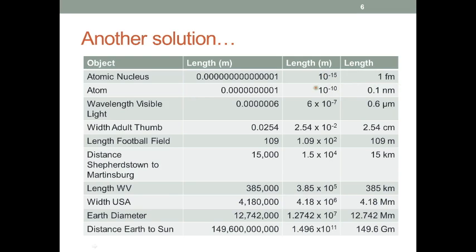10 to the minus 10 is also not on the list, but 10 to the minus 9 is. Well, this is 1 times 10 to the minus 10. To make it 10 to the minus 9, that's 0.1 times 10 to the minus 9, because I moved the decimal place one spot back to the left. Now I can say, hey look, that is nano. So I get 0.1 nanometers. And there it is. And I can do this with the rest of these as well.